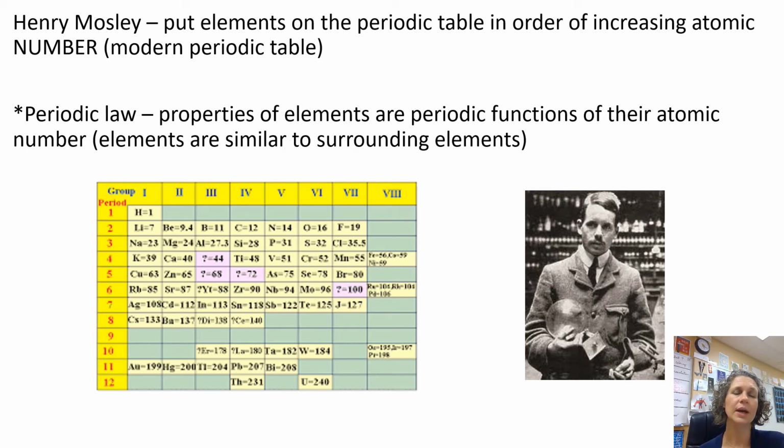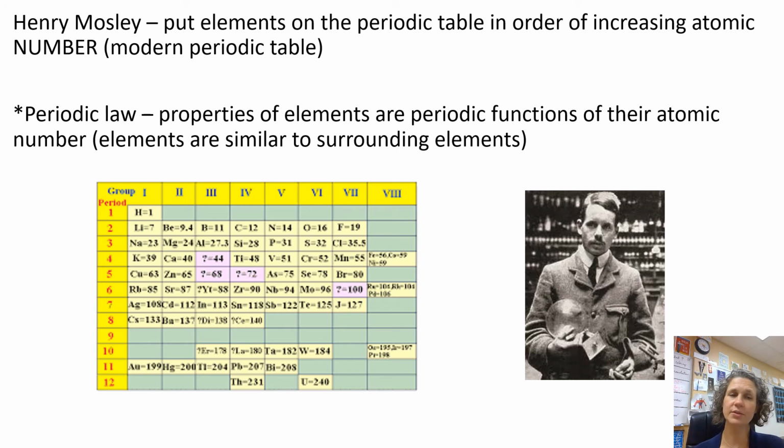And so he said, well, let's put them in order of increasing atomic number. Remember, that's the number of protons, and that's the number that never changes. And so once you put them in this place, they're there for good. He basically just took Mendeleev's table and rearranged it a little bit. Again, there were still some unknowns, but they could find them.